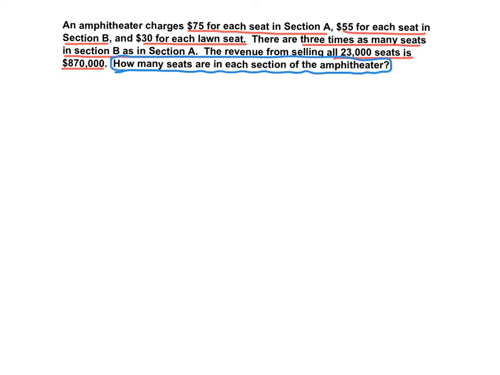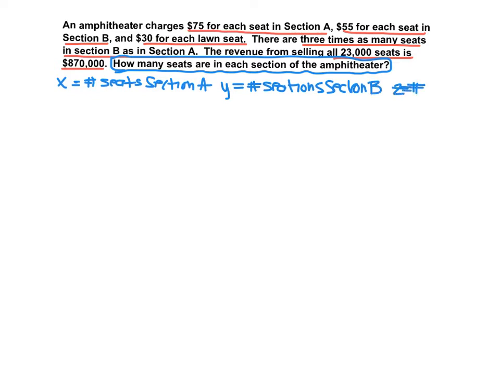So this final question is essentially telling us what the 3 unknowns or the 3 variables represent. Here we're going to use X, Y, and Z, and our 3 variables represent the number of seats in each section. So X represents the number of seats in section A. Y represents the number of seats in section B. And Z represents the number of seats in the lawn. So that's what our X, Y, and Z represent.